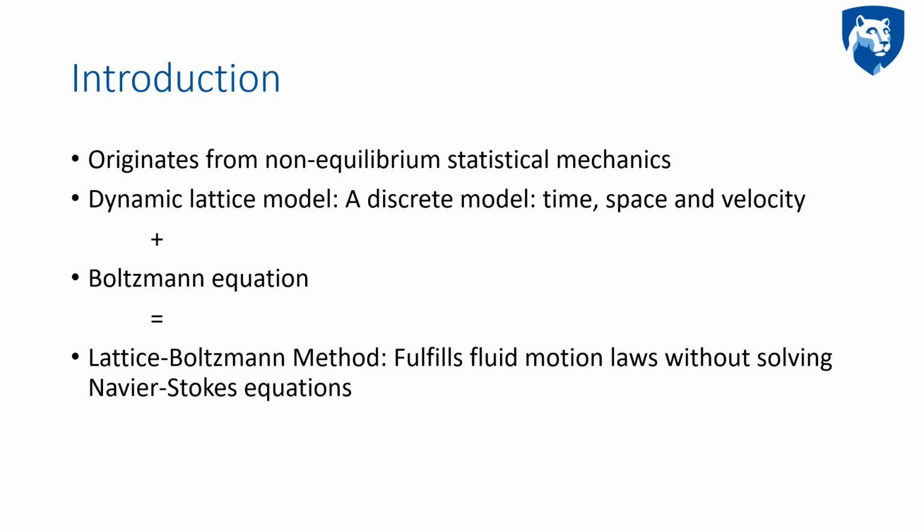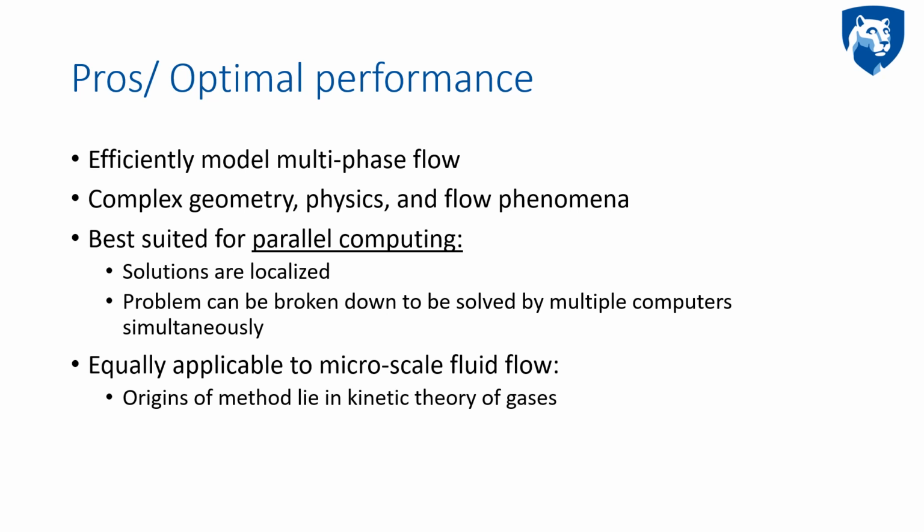So the Lattice-Boltzmann method originates from non-equilibrium statistical mechanics, where we have a dynamic lattice model, which we will be talking about later. And this has been discretized in terms of time, space, and velocity. And together with the Boltzmann equation, we get the Lattice-Boltzmann method, which gives us a very good approximation of the Navier-Stokes equation without requiring us to solve it analytically. So this method is very good for multi-phase flow. We can use very complex geometries, complex physics, and flow phenomena.